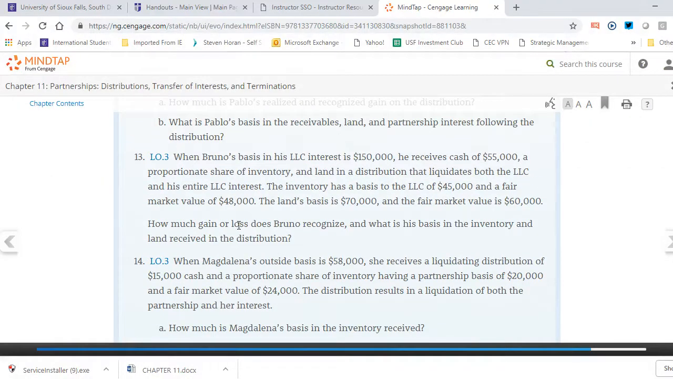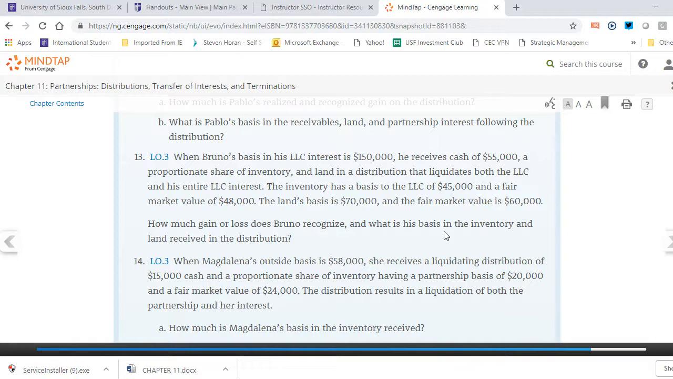Okay, question 13 is Bruno. It says here that when Bruno's basis in his LLC interest is 150, he receives cash of 55, a proportionate share of inventory and land in a distribution that liquidates both the LLC and his entire LLC interest. So now we have a liquidating distribution. The inventory has a basis to the LLC of 45, fair market value of 48, land basis is 70, fair market value is 60. How much gain or loss does Bruno recognize? And what is his basis in inventory and land received in the distribution?